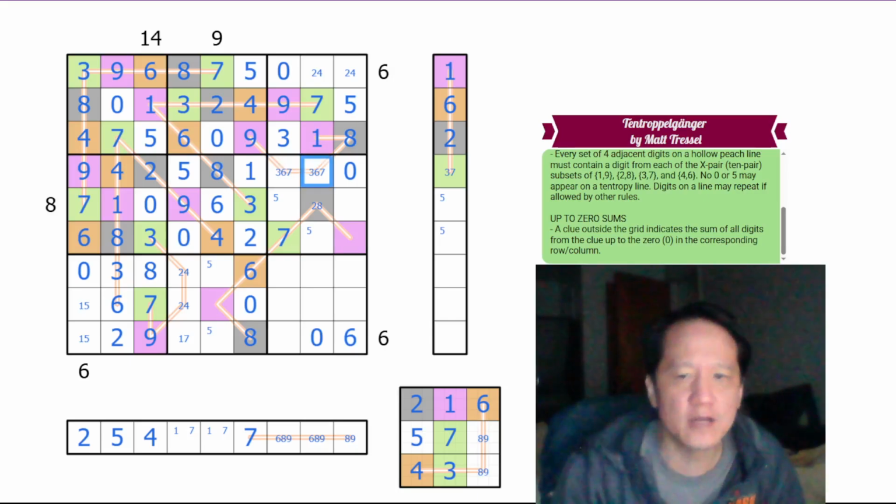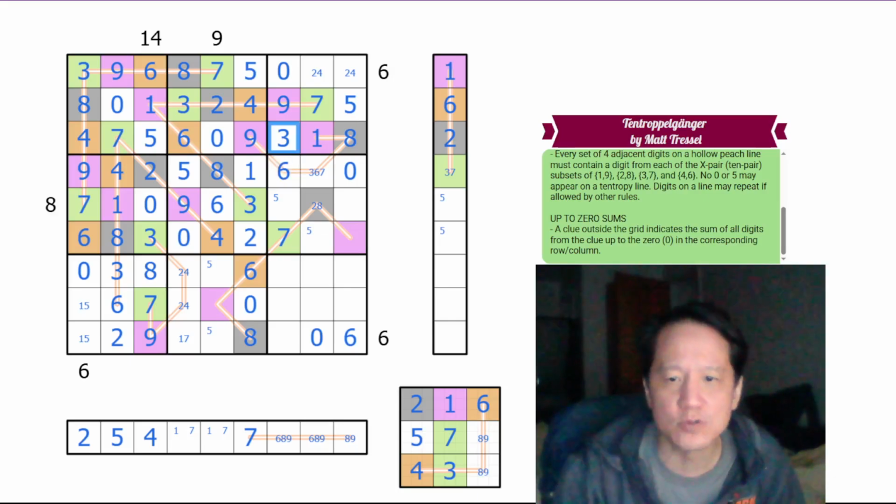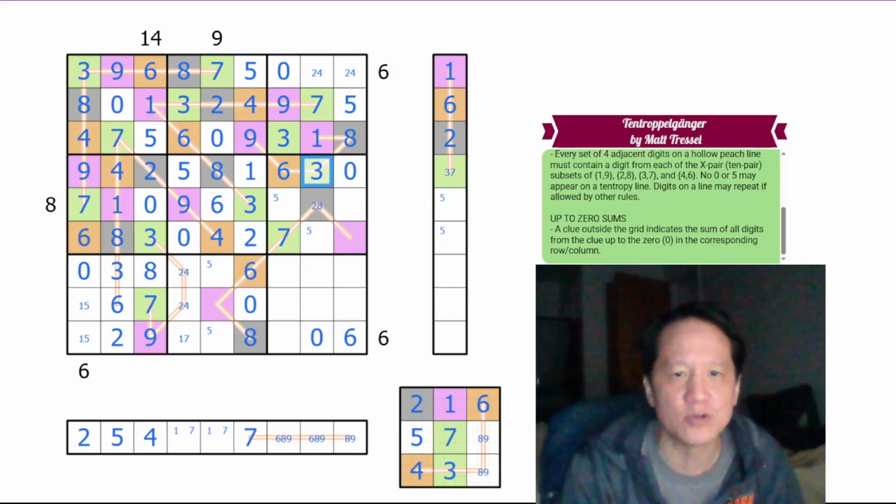So we cannot have a 7 in the rest of the box. Also, this can't be 3 or 7. This is 6. So this is green here. That makes this orange, which makes this green here. So this must be 3, which means we're missing a 7 in row 4.